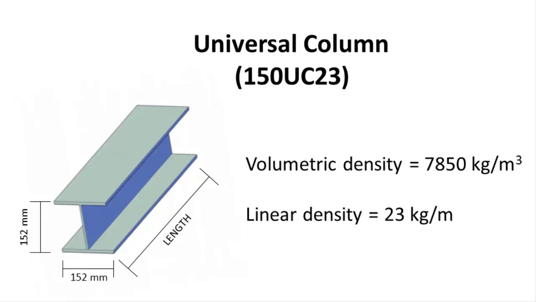Take for example steel columns used in the construction industry. One such column has a name 150 UC23. This column has a standard dimension of 152 mm by 152 mm and the thickness of its web and flange is about 6.8 mm. For this column, the mass is defined in terms of its unit length, so a linear density is often quoted instead of its volumetric density. The column is made of structural steel, which has a density of around 7,850 kilograms per meter cubed. But when calculating its mass in a construction project, its mass density is given instead as 23 kilograms per meter.